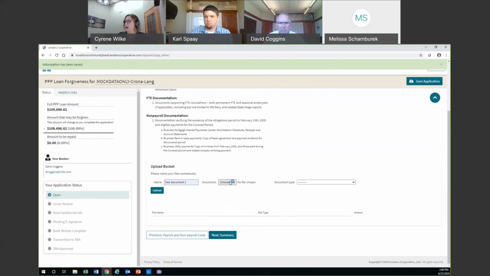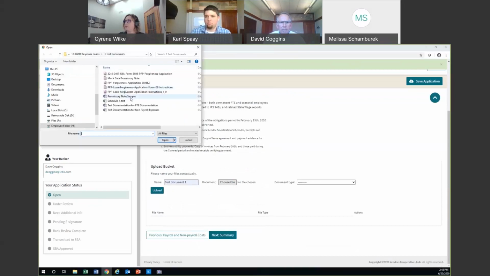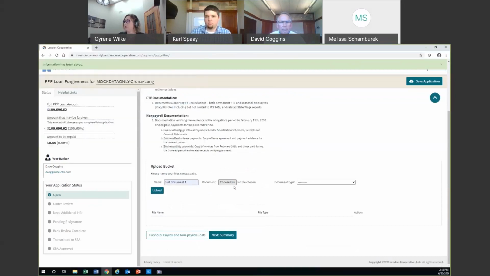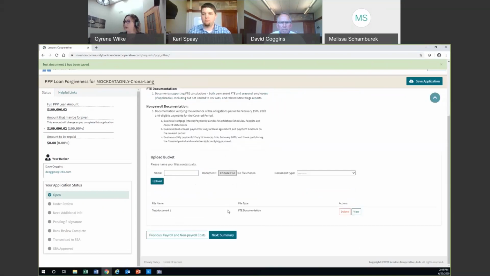Here's where you can name your file. You can choose the file. So you simply browse out to your computer, grab the file and upload it. So I'm just going to upload some test FTE documentation, and I categorize it here. So I can choose payroll, FTE, non-payroll, or maybe we need some other piece of information. And once you select your file, you can simply click the upload button, and we're calling this an upload bucket. So all of your documents can get dropped into this upload bucket.